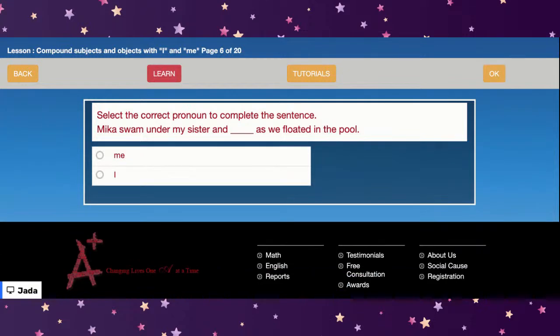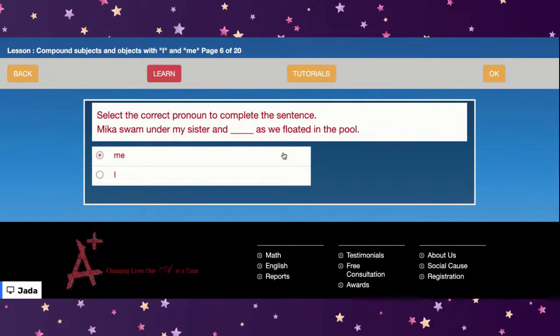Michael swam under my sister and Dash as we floated in the pool. So Mike swam under me, or swam under I. So me is the best pronoun here.